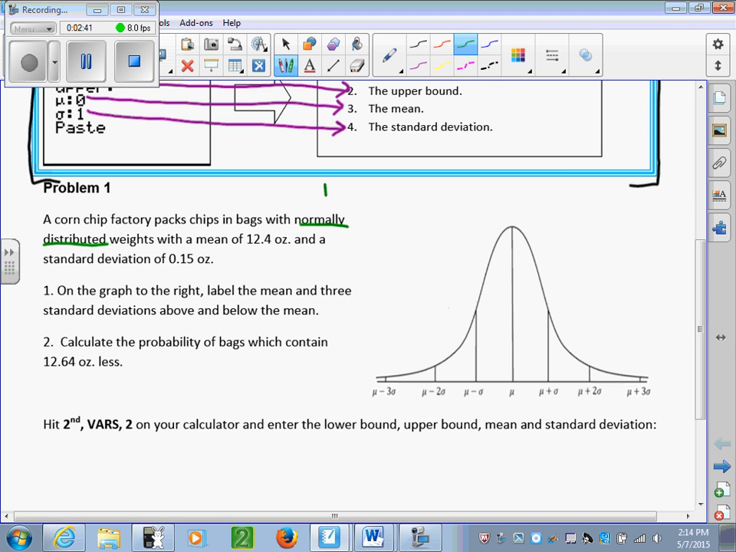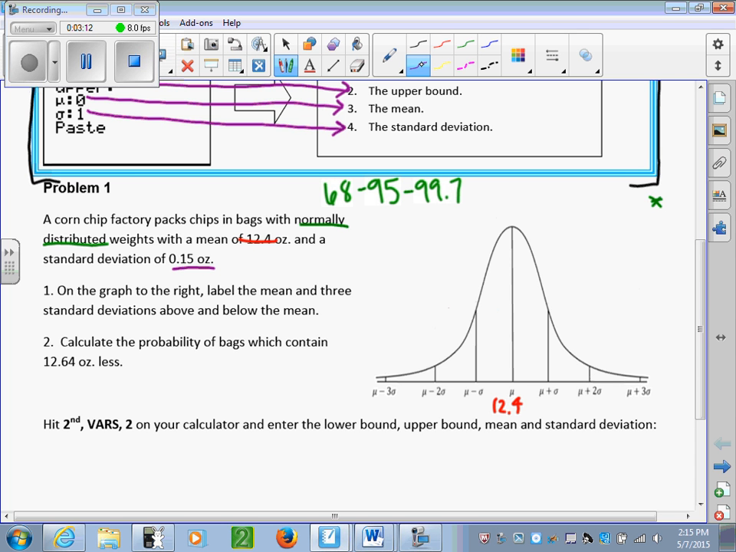Remember that the empirical rule is 68, 95, 99.7%. And our bell curve is drawn over here, a little example bell curve. We have a mean of 12.4 ounces. We know when it's normally distributed, our mean is right in the middle of the bell curve, so we can fill this in. Our mean goes right here.